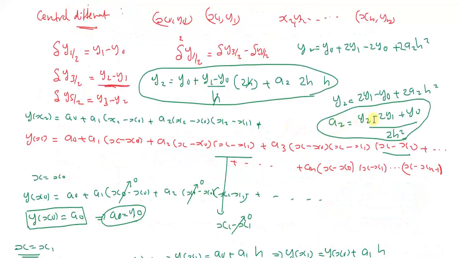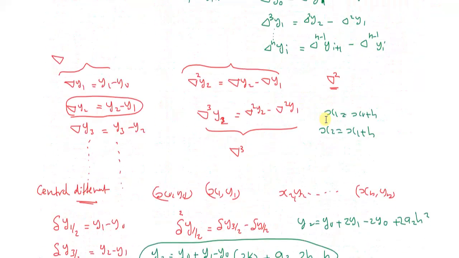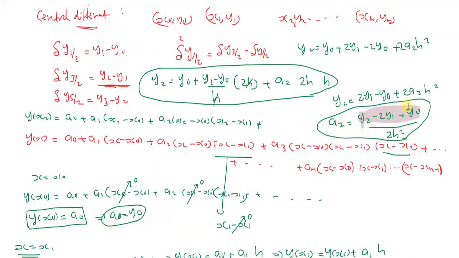Now y2 minus 2y1 plus y0, we have already discussed this term, we have already seen it. Okay, let us see del square y naught. What is del square y naught? Del square y naught is y2 minus 2y1 plus y0. So our numerator is del square y naught.